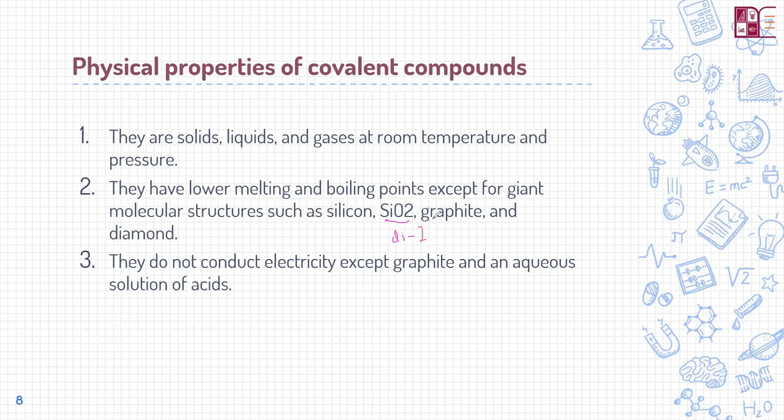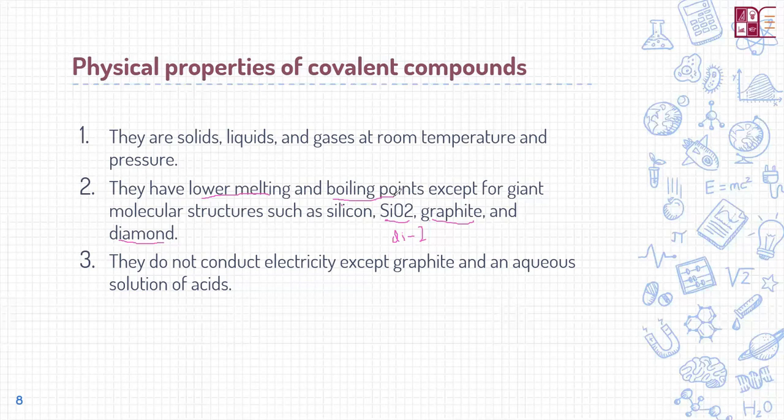Right? So we have graphite and diamond. They also have higher melting and boiling points. Otherwise, if there are simple covalent compounds, then they will have lower melting and boiling points, because their bonds will be easily broken down by only a small amount of energy as compared to the giant molecular structures. They do not even conduct electricity except graphite and an aqueous solution of acids.